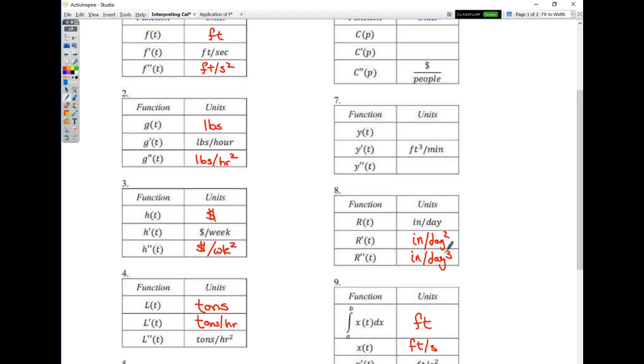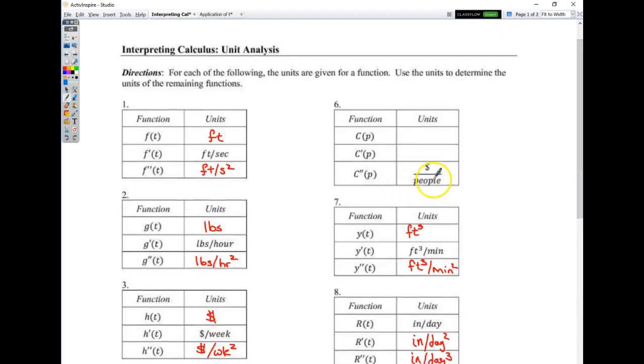Just like number 7. Now be careful with this. This is going to be feet cubed per minute squared. What I want to point out is feet cubed is an actual unit for something we know. That feet cubed is a volume, so we're okay with that. So this becomes feet cubed by itself, so we'd have a volume function.